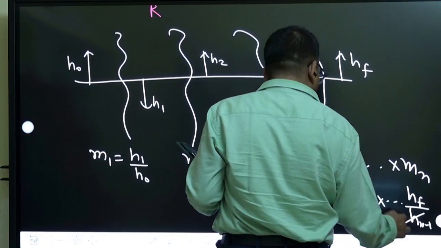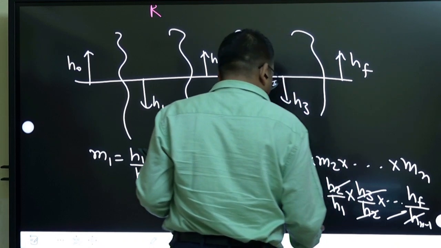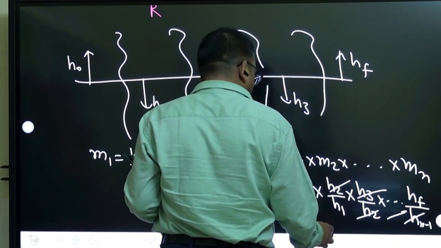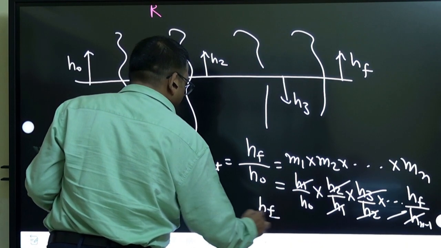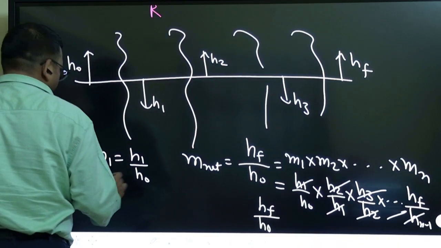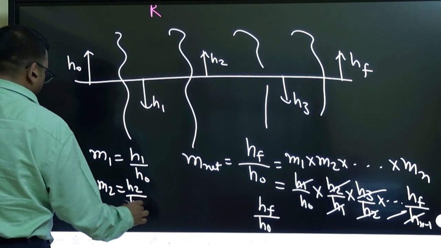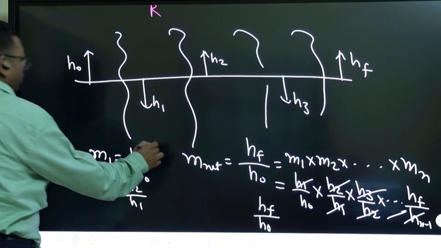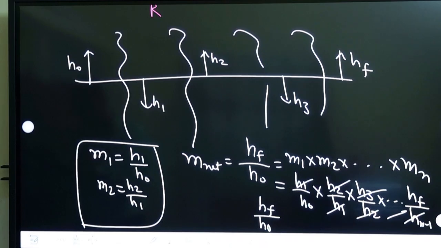So all these terms will get cancelled out, and you will get only h final by h0. That is called total magnification, which is the product of all of them: m1, m2 which is h2 by h1, m3, like that. You multiply all these magnifications and you get the total magnification. That is the approach, because sometimes they can ask for total magnification. We will calculate it this way.